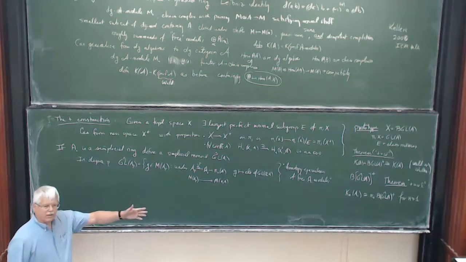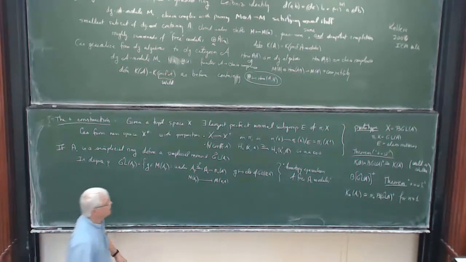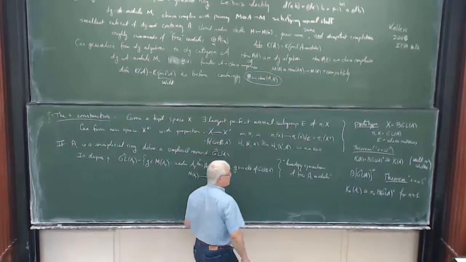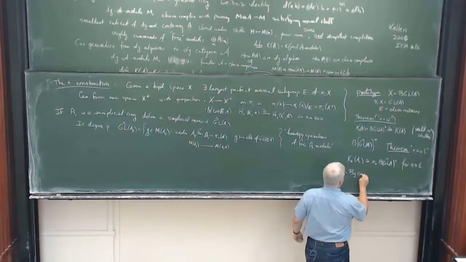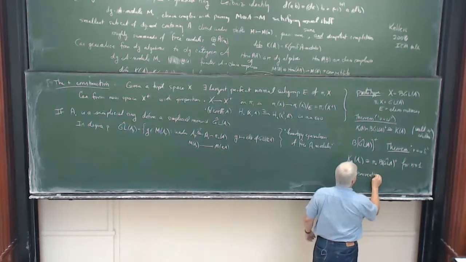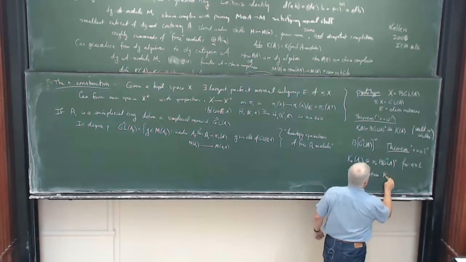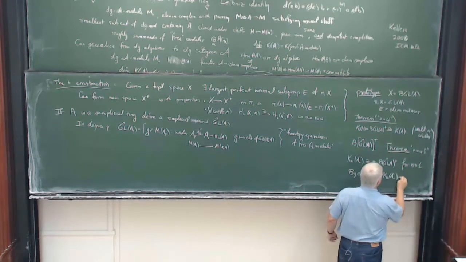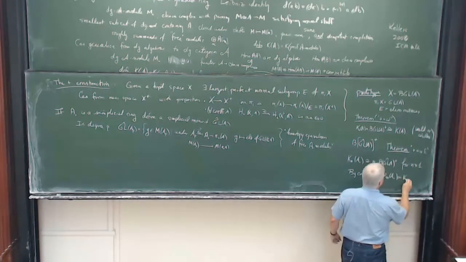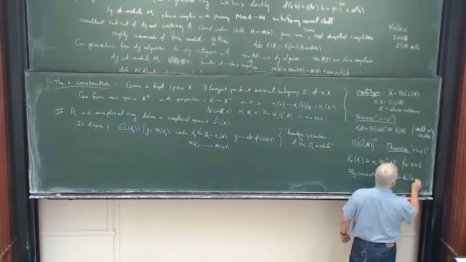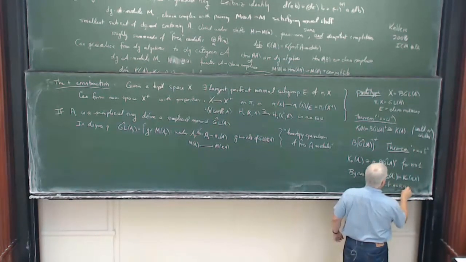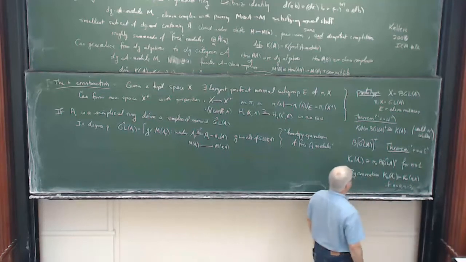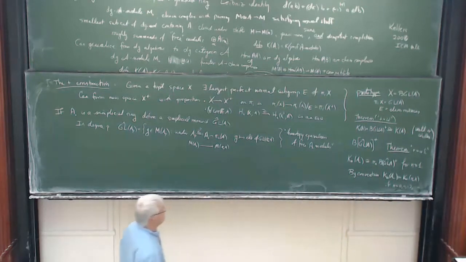What happens with K0, you might ask? By convention, Kn of A dot is equal to Kn of pi 0 of A if n is equal to 0, -1, -2, etc.